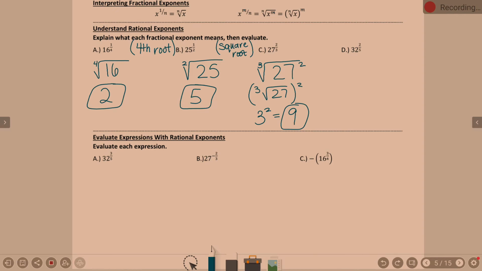Sure, maybe you did, and that's fine. But here's my point. Order doesn't matter. You can do the power, then the root, or you can do the root, then the power. I always look for the easiest way. To me, I know the cube root of 27. I don't know 27 squared. So it's easier to do the cube root for me.